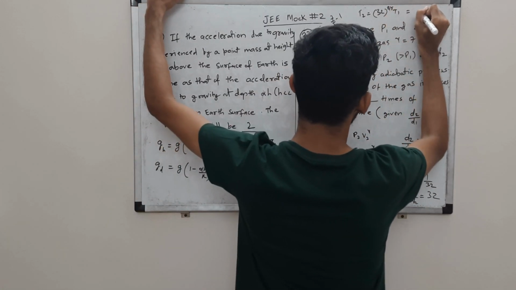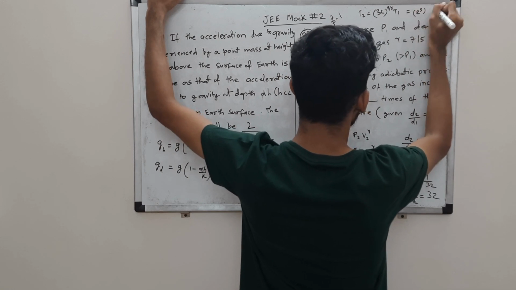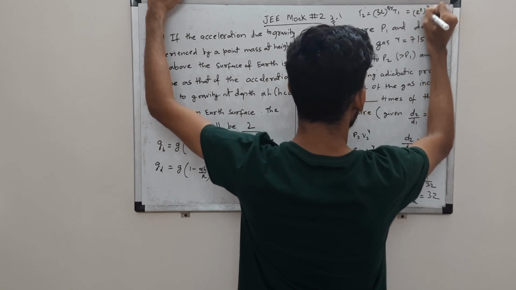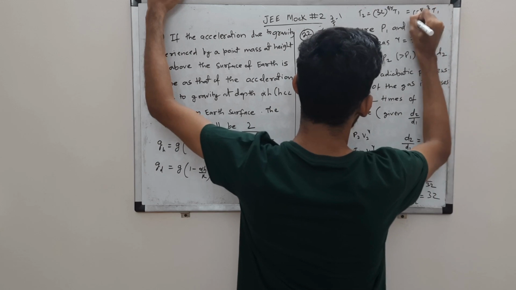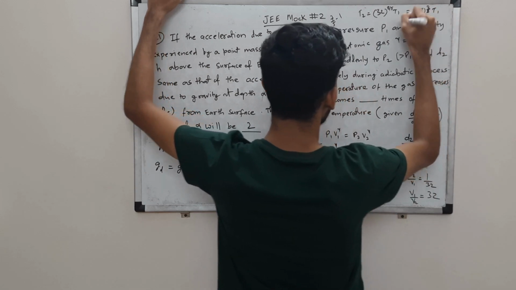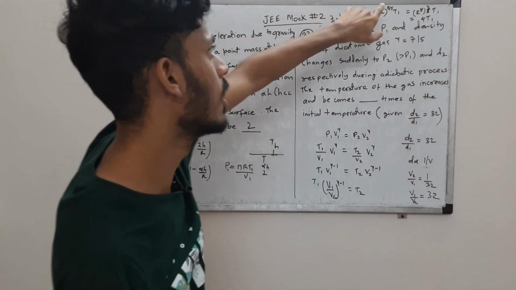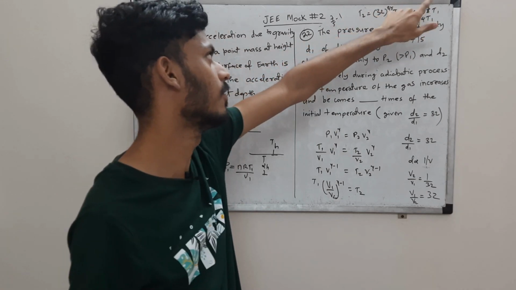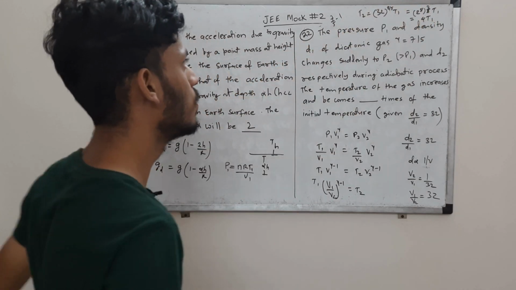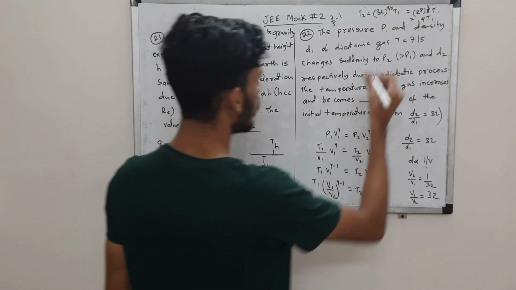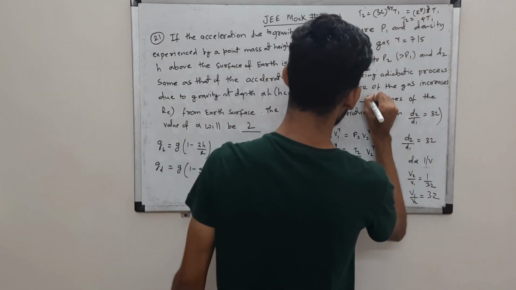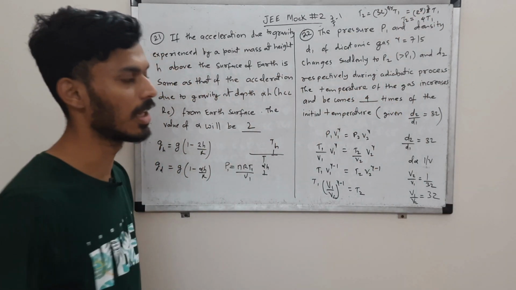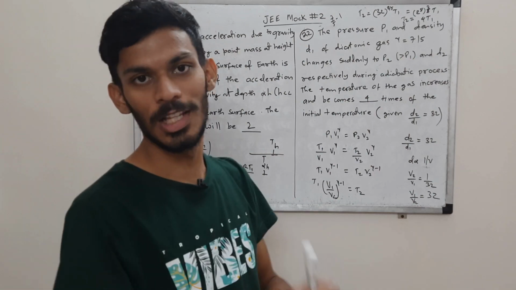So 32 is 2 to the power 5, and this is again 2 by 5, so 5 gets cancelled, and 2 to the power 2, which is 4 T1. Simplification, just 32 is 2 to the power 5, 5 and 5 will get cancelled, and 2 to the power 2 is 4. So T2 is 4 times of T1. Correct answer is 4. Over to the next question.